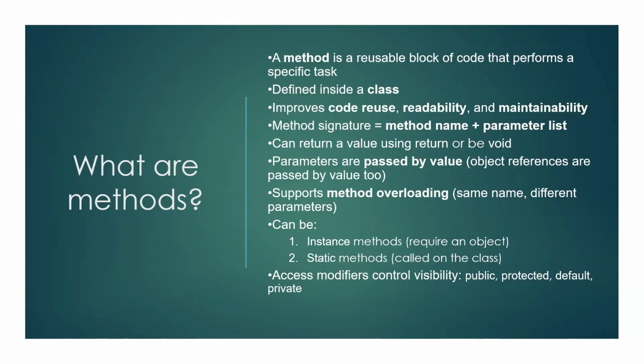So the bare minimum for a method signature is the name of the method and the parameters. So essentially, the method has to have a name and arguments that are passed into it. And methods can return a value using return, or they can be void, which means that they're not really returning a value.